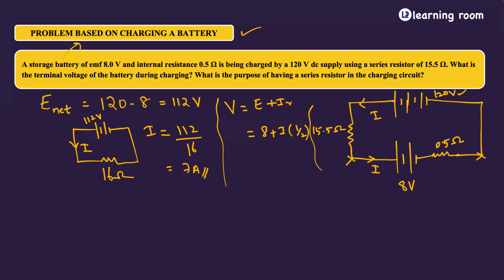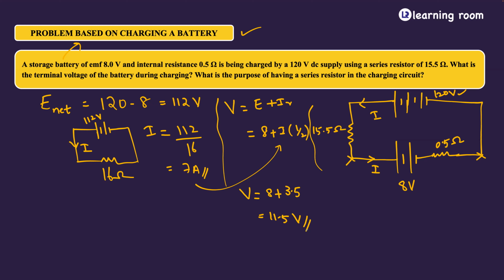Now our objective is to put the 7 here. So what will be the answer? Take the 7 and plug it here. Answer will be V is equal to 8 plus 7 into half, which is 3.5. Answer will be 11.5 volt. Meaning the terminal potential difference across this 8 volt cell will not be less than it, it will be greater than it. And how much will be the value? It will be 11.5. Am I clear with this point?